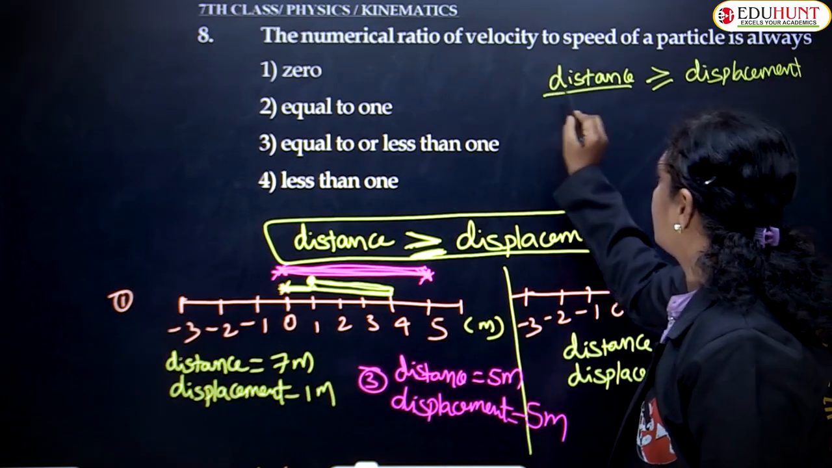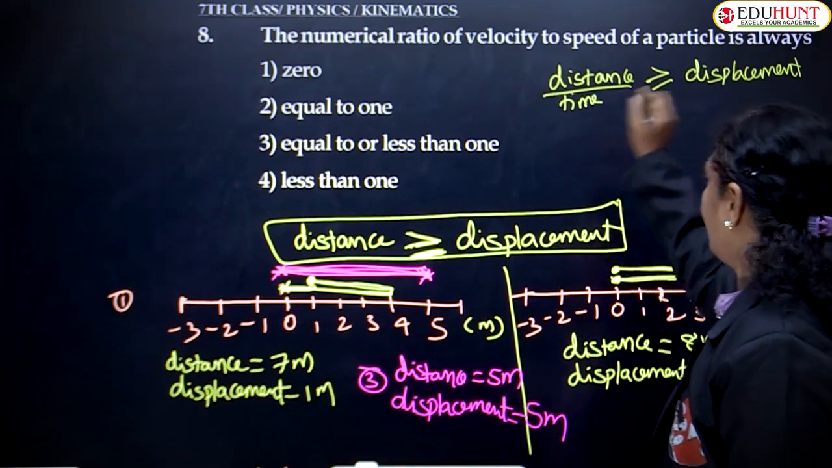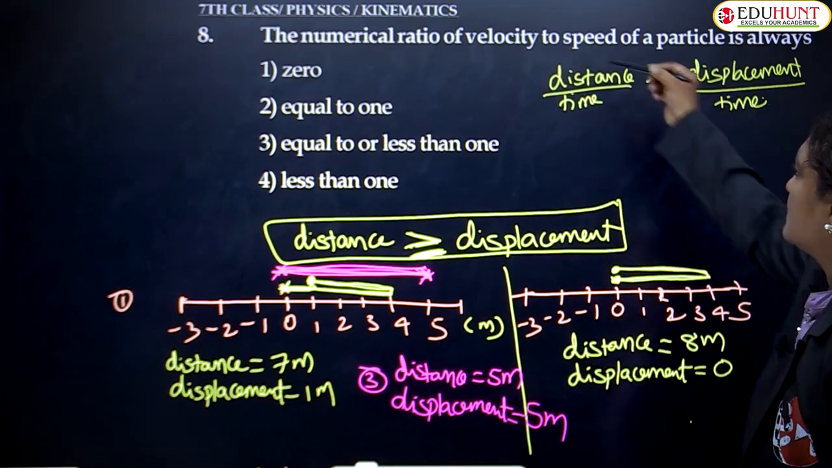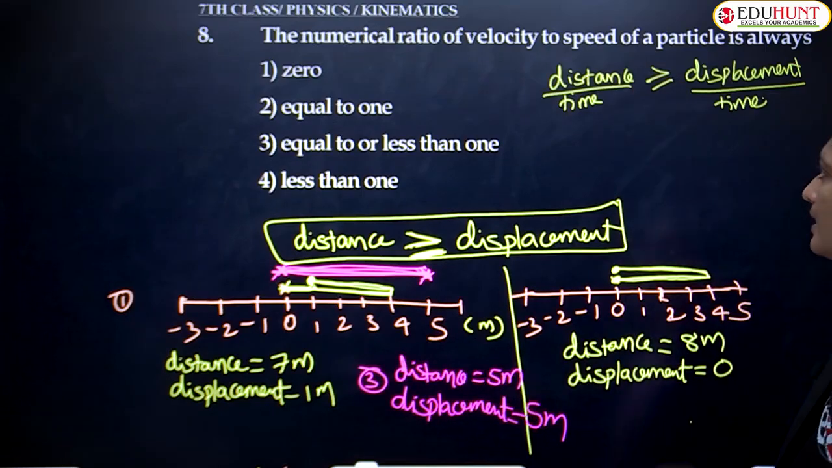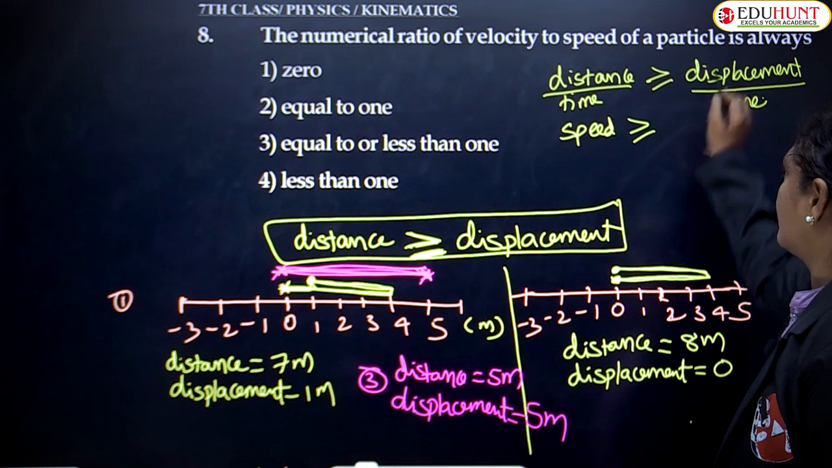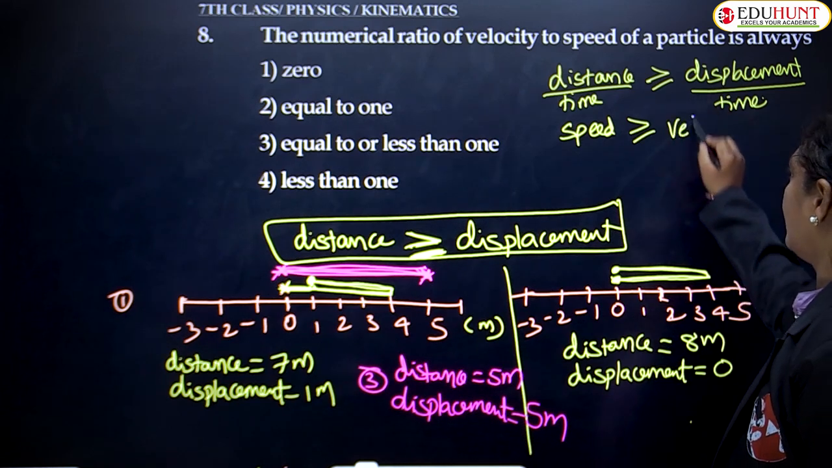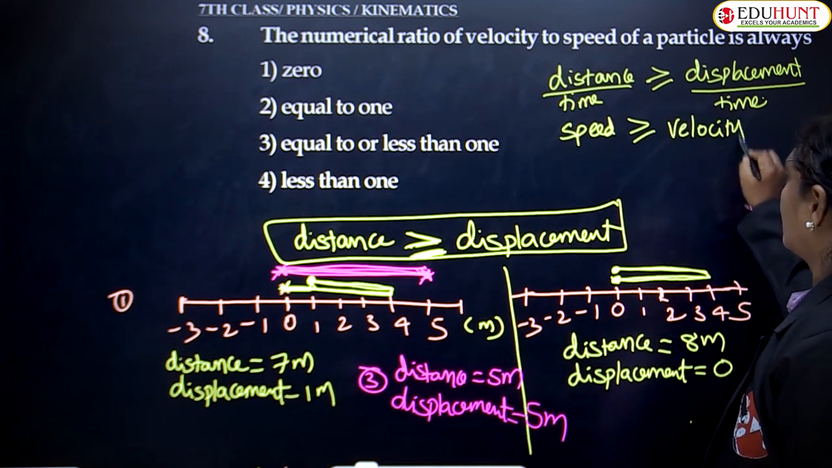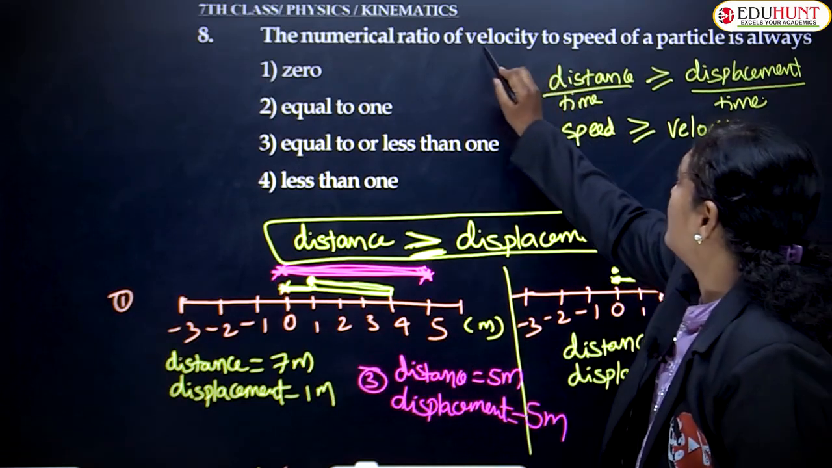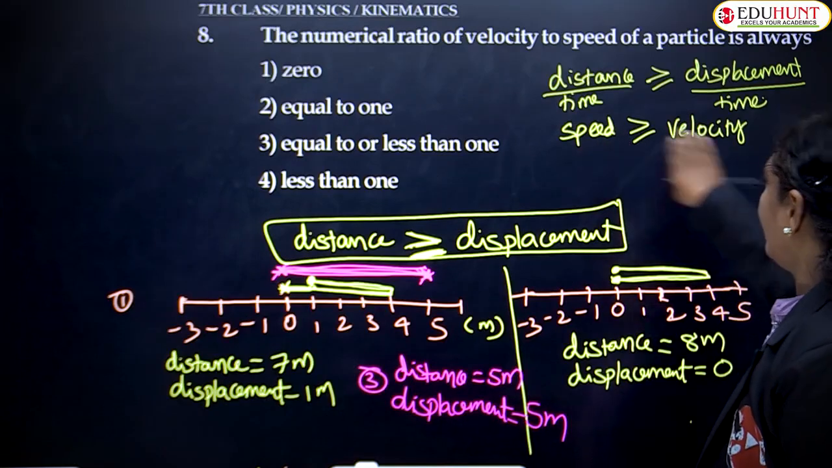Let us divide this distance by time. If it is divided, here also we must divide displacement by time. Children, what is the value of distance upon time? Yes, it is speed, greater than or equal to. Displacement by time is nothing but velocity. So speed is greater than or equal to velocity. What they are asking is velocity to speed. So, speed you bring it here.